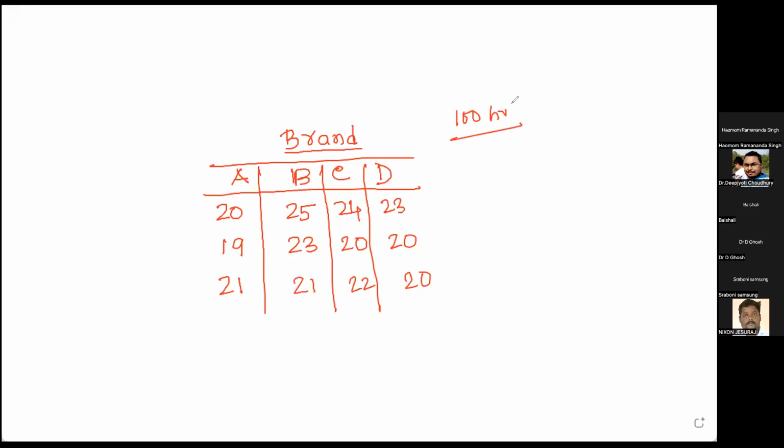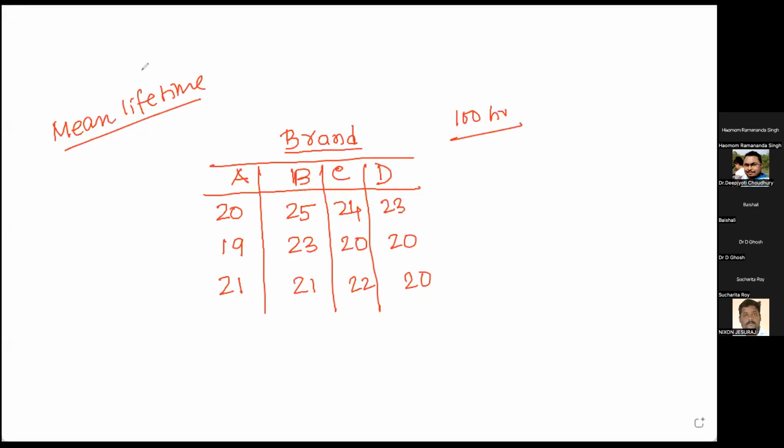So this is one of the things, and now our main concern here: can we infer that the mean lifetime of the 4 brands of electric bulbs are equal? So here we would like to check whether the mean lifetimes of the 4 brands of electric bulbs are equal. We would like to see this.